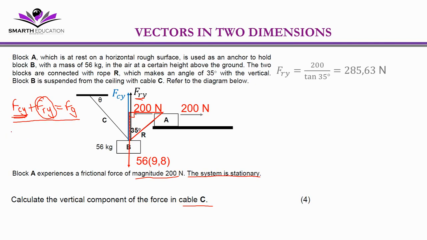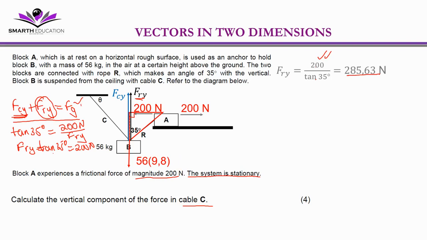Let me just write it like this: tan 35 degrees is equal to 200 newtons over the vertical component of R. You see that? And then we can make the vertical component of R the subject here. Let's start by multiplying by F_RY: F_RY tan 35 degrees is equal to 200 newtons. Then we divide by tan 35 both sides, then we get this. The vertical component of R is 200 over tan 35, which is this.